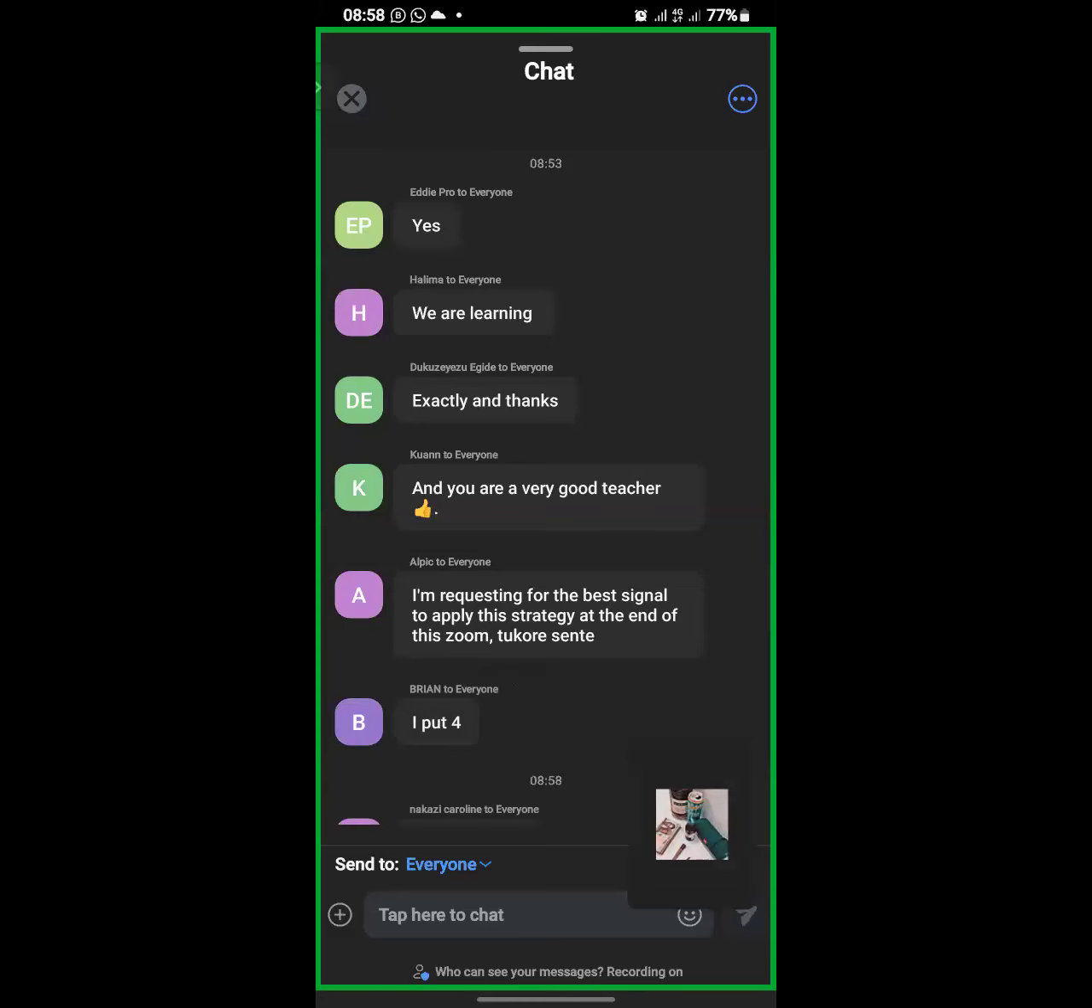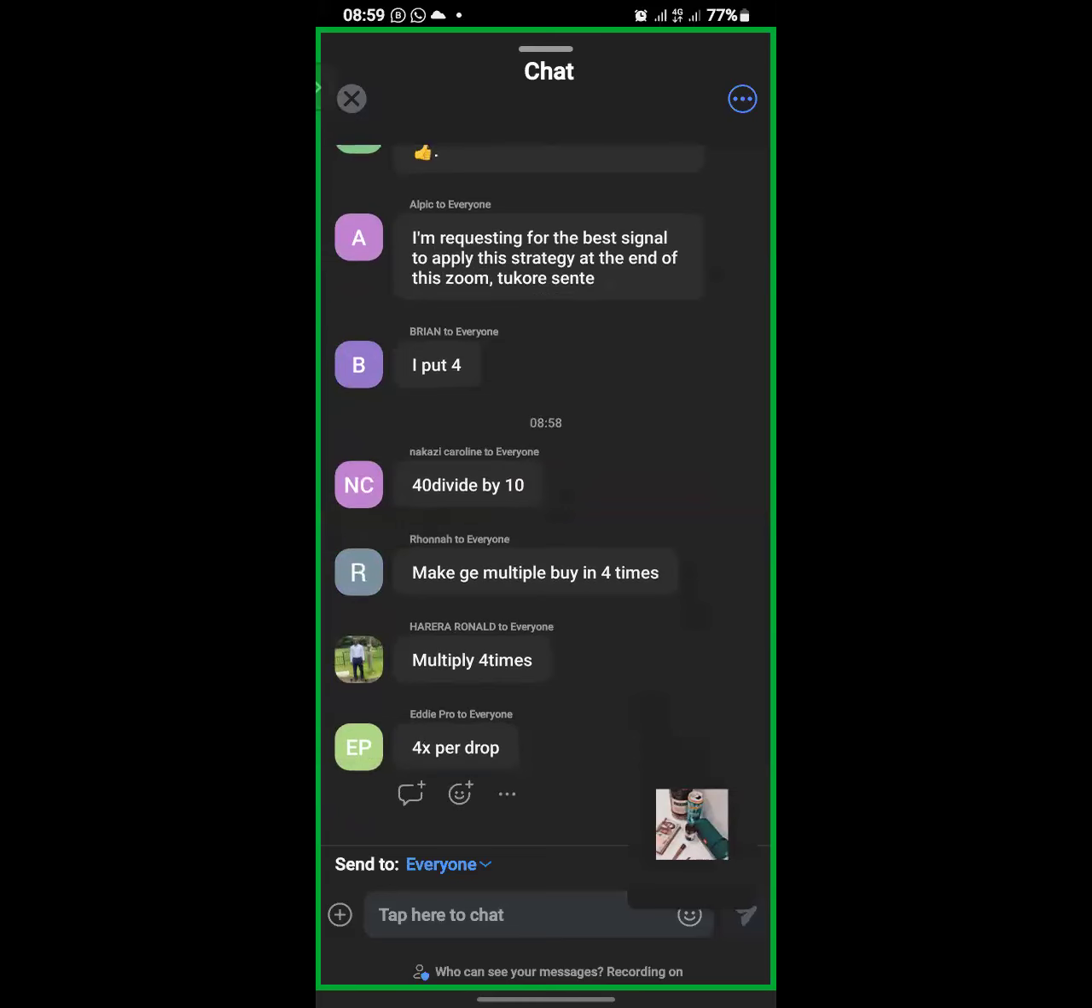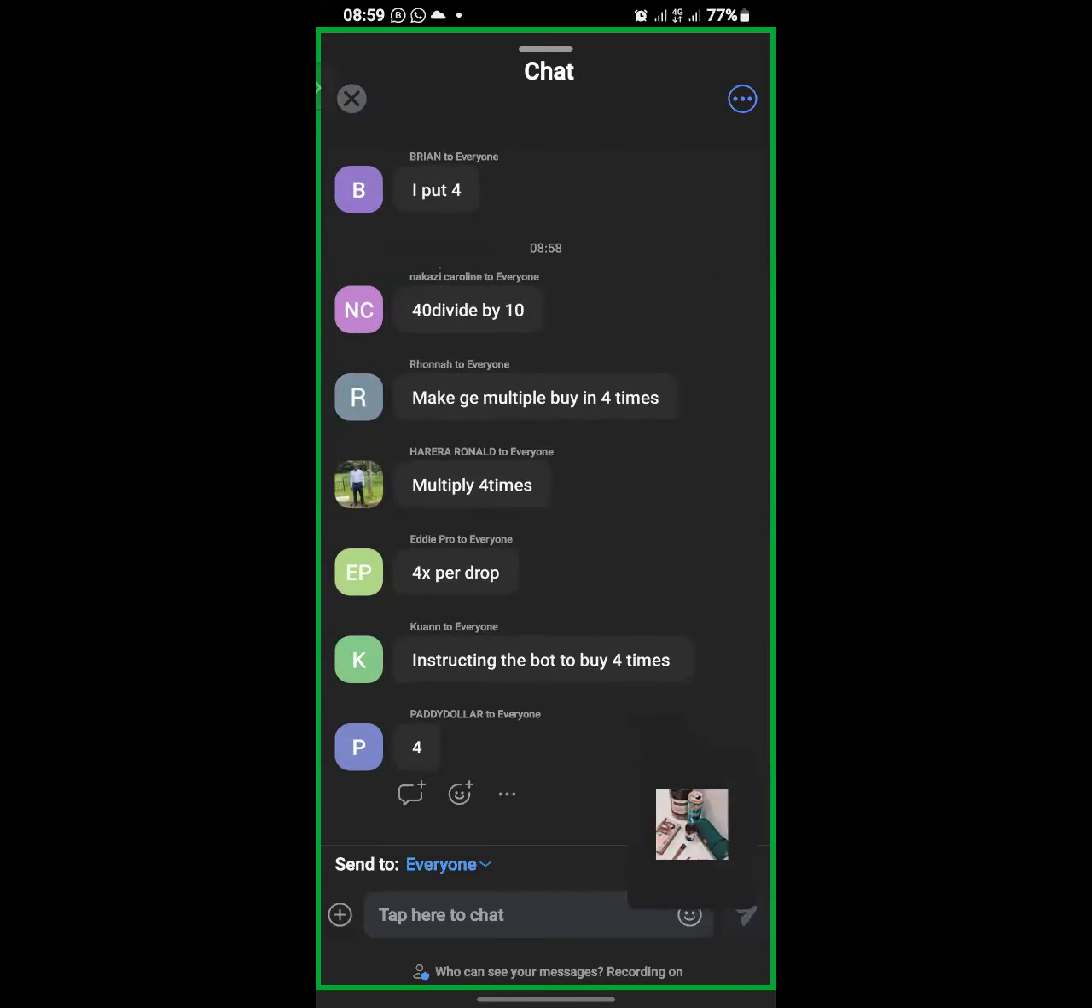Someone says I put 4. How? Try to explain why 4. 40 divided by 10. Very good, excellent. Make the multiple buying ratio 4 times. Good, but I need a better explanation, like 40 divided by 10, yes. 4 times per drop, instructing the bot to buy 4 times. Yes, it is 4, but how do you get that?